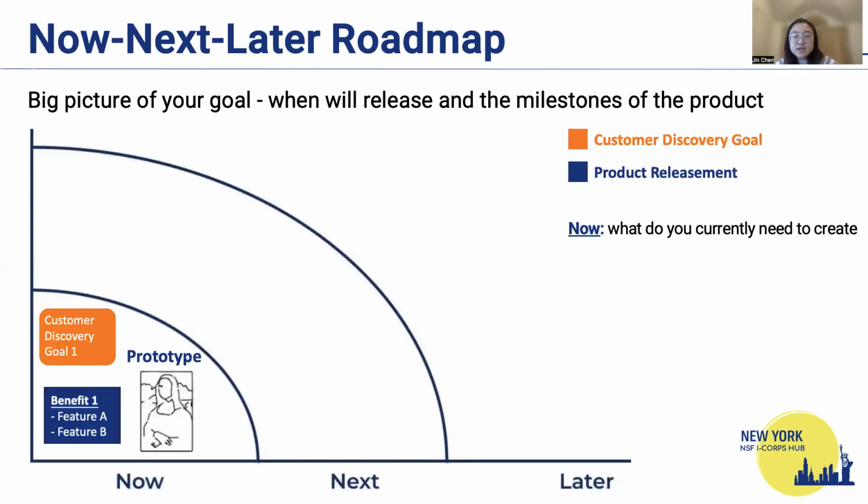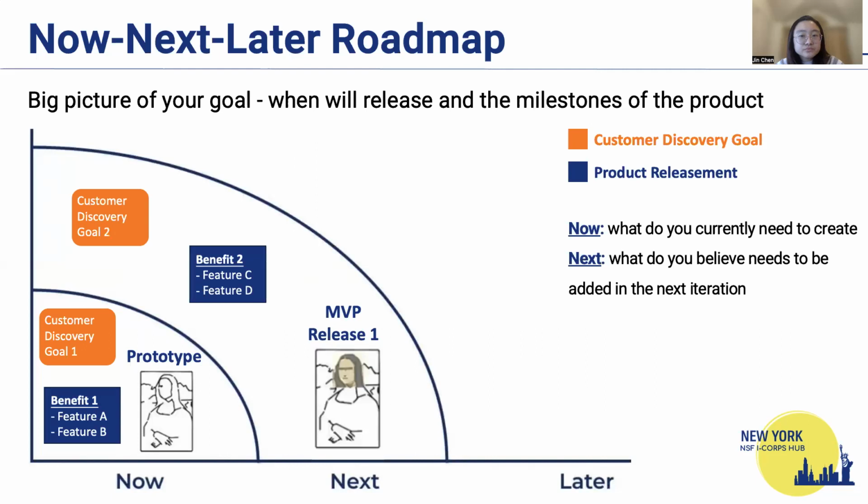The now section outlines the most pressing objective and ensures that your efforts are concentrated on the most critical tasks on hand. So for many of you, it can be: what is your prototype and how can that benefit your customers? Who are your target customers?